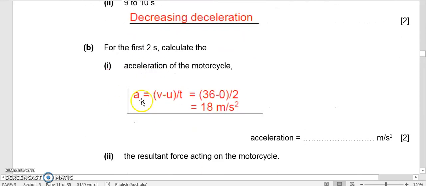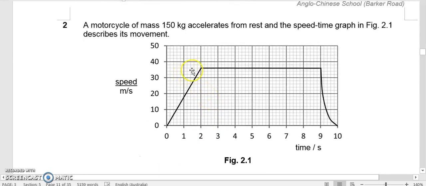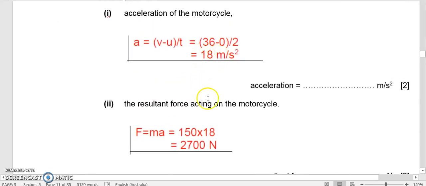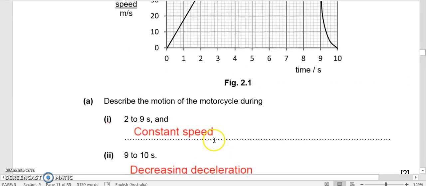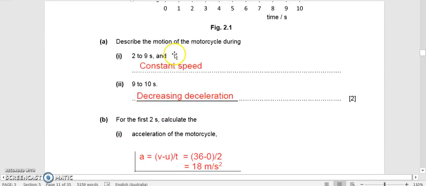Okay, so first 2 seconds, calculate, just use the formula for acceleration. a equals v minus u over t. We get 36 minus 0, you just read here, 36 minus 0 divided by 2. That's it. And the resultant force acting on the motorcycle, whatever you calculate here, just F equals ma. That's it. Where do we get an m here? m is given as 150 kilograms.